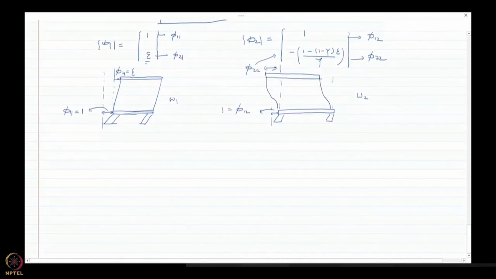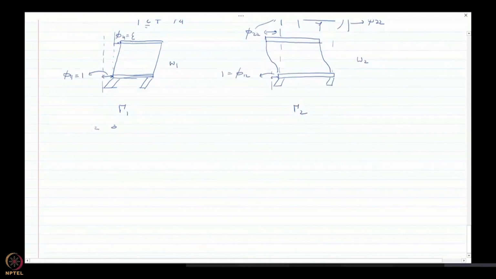However, if you try and go ahead and find out the modal participation factor, which you can do by writing down the expression for the modal participation factors.